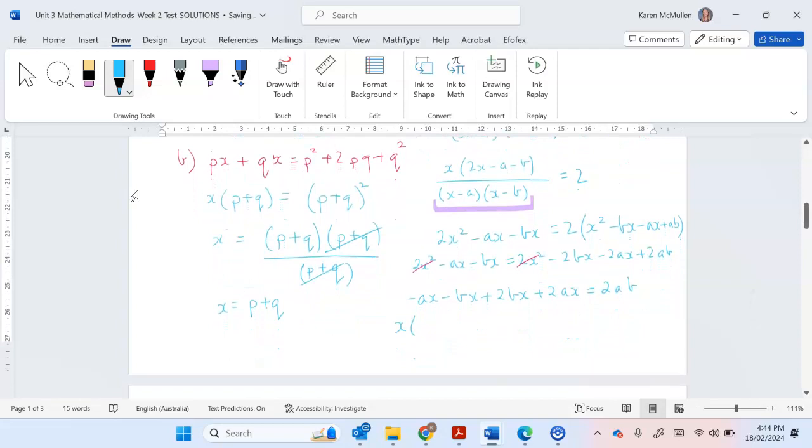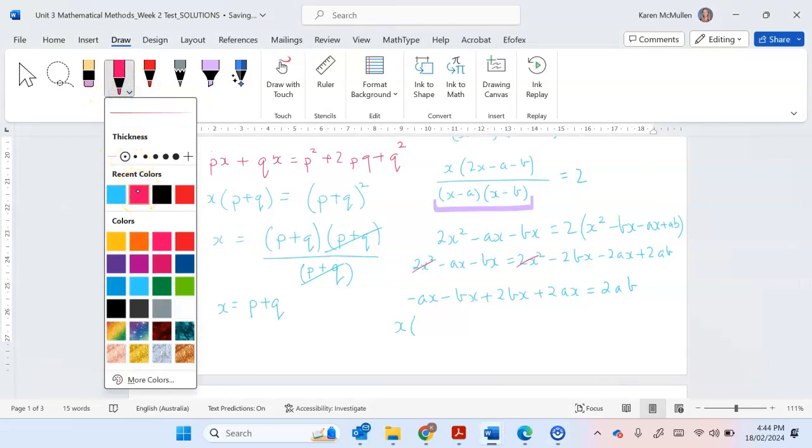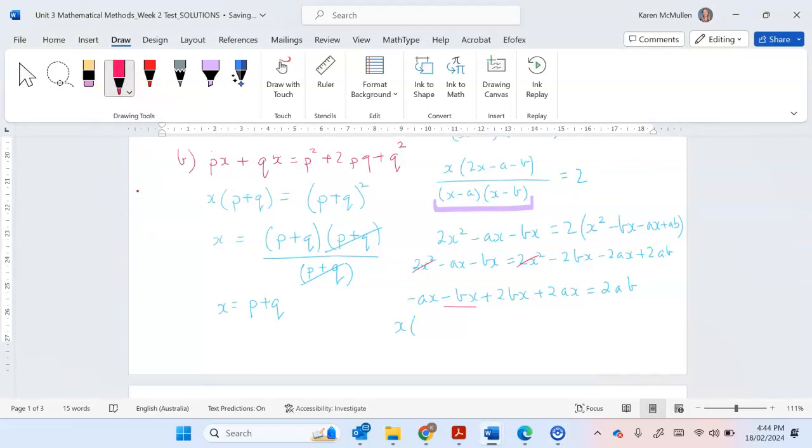And I probably could have, I've got some like terms there actually. So maybe underneath I'll do that because I'm running out of space. All right, so we've got this minus bx and this plus 2bx. So if we've got 2bx minus bx, we're only left with 1b.